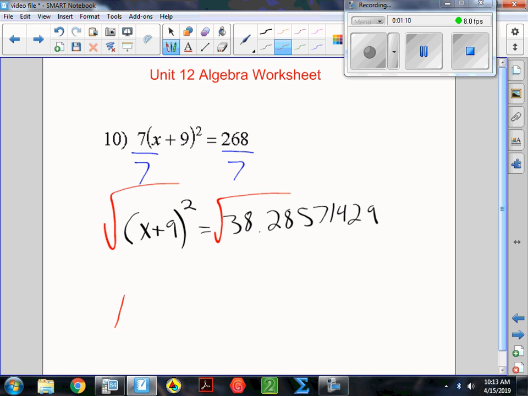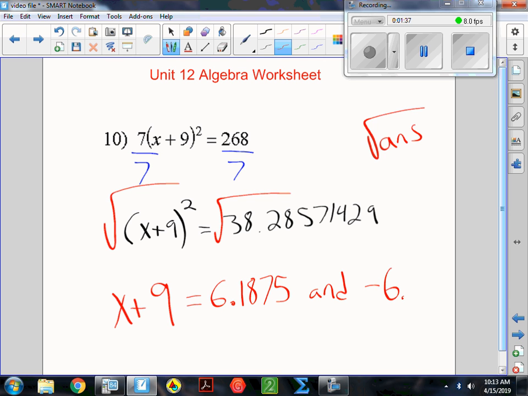So that gives me x plus 9 equals. And then on your calculator, you're going to type in the square root and do what you need to do to get the answer. So square root and then second negative sign to get answer, or some of you guys can press up. So the square root of my answer gives me 6.1875. And that one keeps going. We're also going to say negative 6.1875.